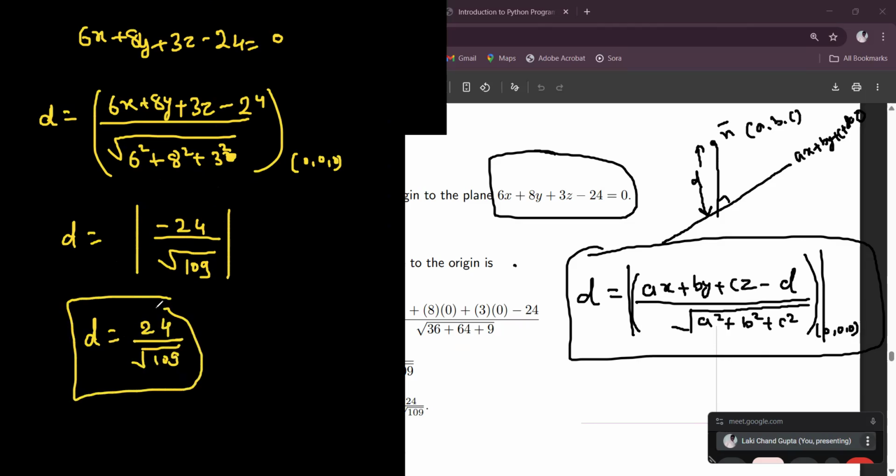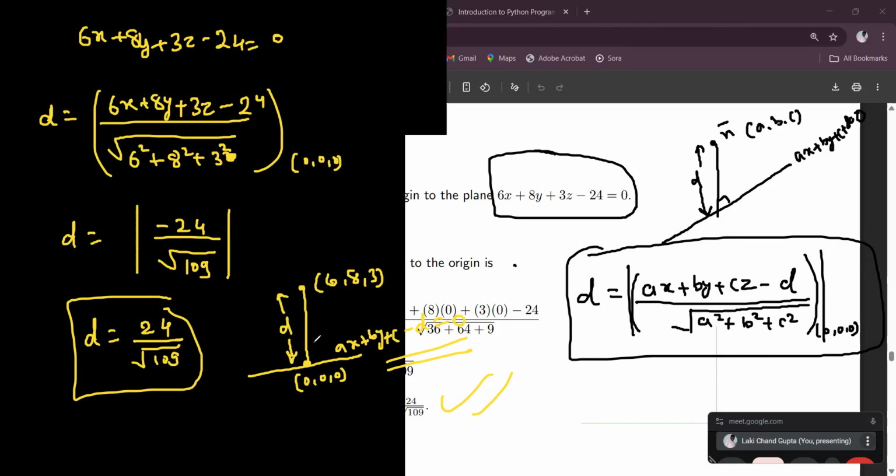Okay. Basically, this is a normal vector 6 8 3, and distance from origin. This is origin actually. And this is the equation of plane. Right. So the distance between origin to this normal vector is what? 24 over under root 109. Understood?